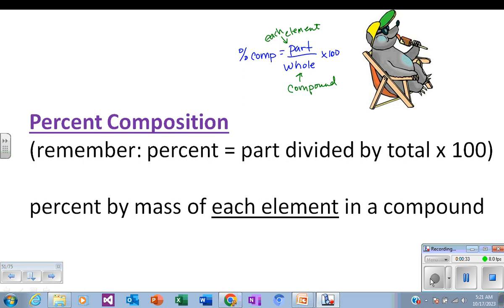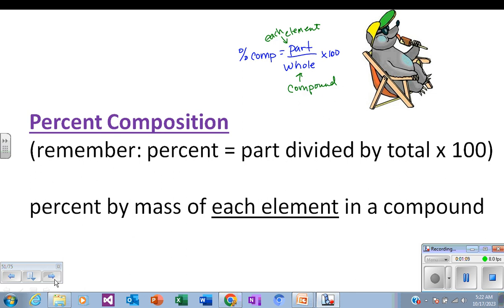Like for an example, you can just talk about percent composition of a pizza. If you said that you have 8 slices of pizza, that's the whole. And if you said that I took 4 slices, that would be the part. So 4 divided by 8 multiplied by 100 would mean that I'd taken 50% of the pizza. But when we're talking about it in chemistry, we talk about the percent by mass for each of the elements. So each of the elements is my part that's in the whole compound.